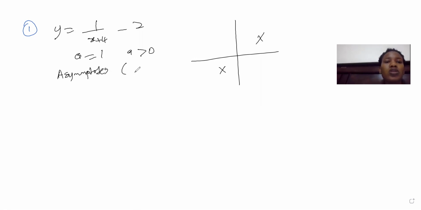Asymptotes is negative P and Q. It's actually P. It's asymptotes is, yeah, negative P and Q. Okay. So it's not actually like that. Asymptotes are equations of a line. So where we have P and Q, x is equal to negative P, y is equal to Q. Okay, those are the equations of the asymptotes.